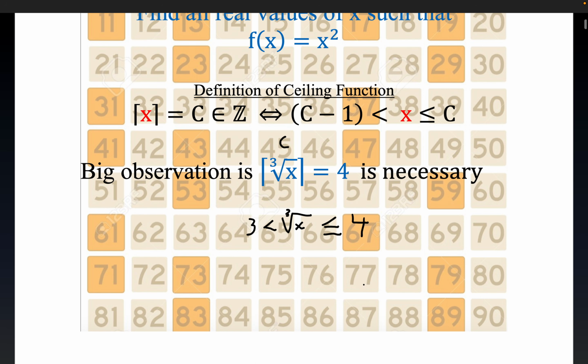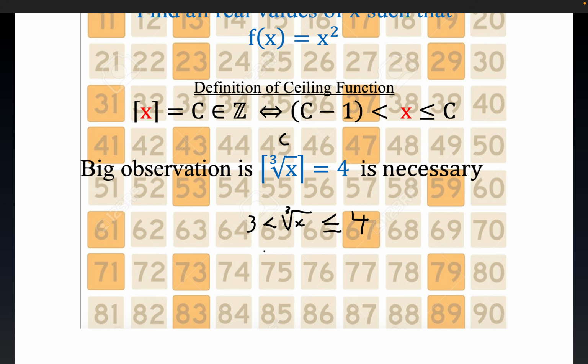But we can solve this problem pretty quickly when we just notice that if you cube everything inside, you have 3 cubed is less than x is less than or equal to 4 cubed. So we get the non-trivial part of this, which is 27 is less than x is less than or equal to 64.